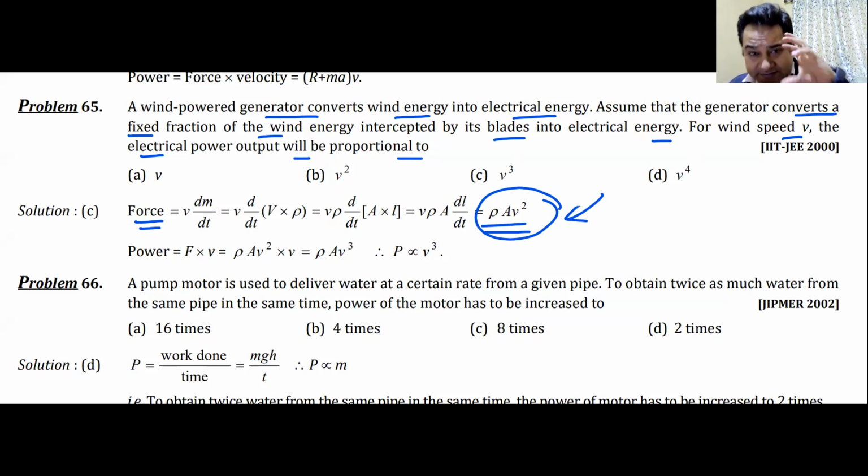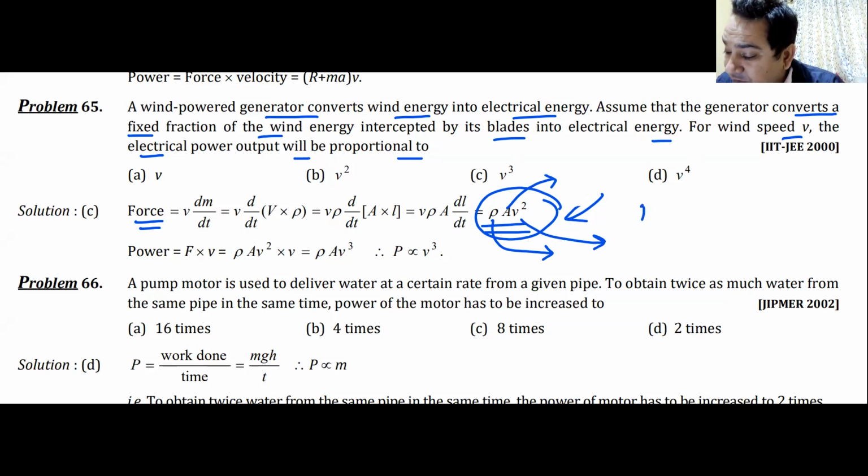Rho stands for the density of the fluid which is coming out. So if it is water, the density of water is 1000 kg per meter cube. So this rho stands for the density of water or whatever fluid is coming out. This A stands for the area of cross section of the pipe. Whatever area the pipe has, A stands for that area. And this V square, where V stands for the velocity.